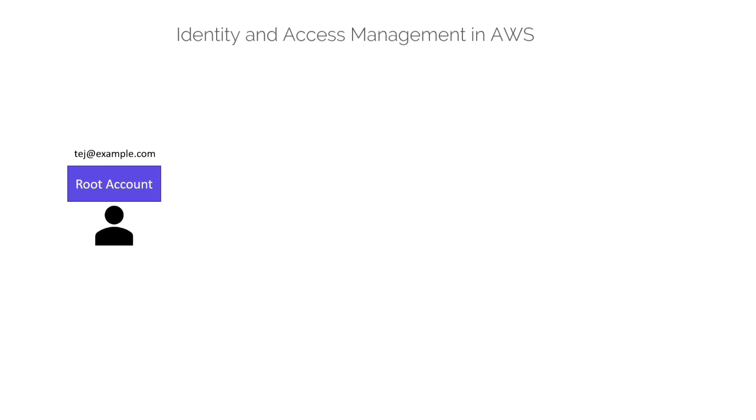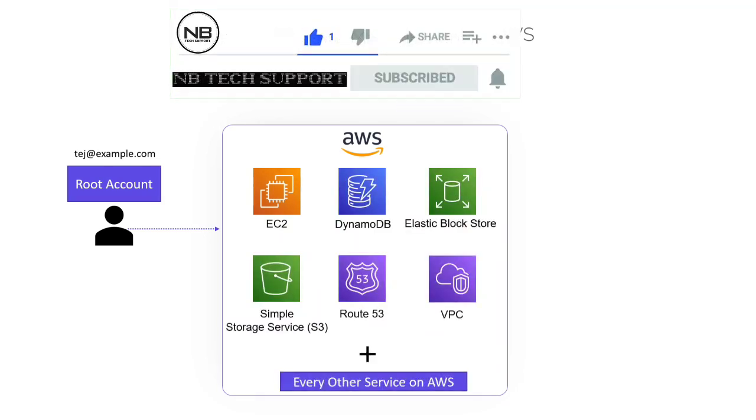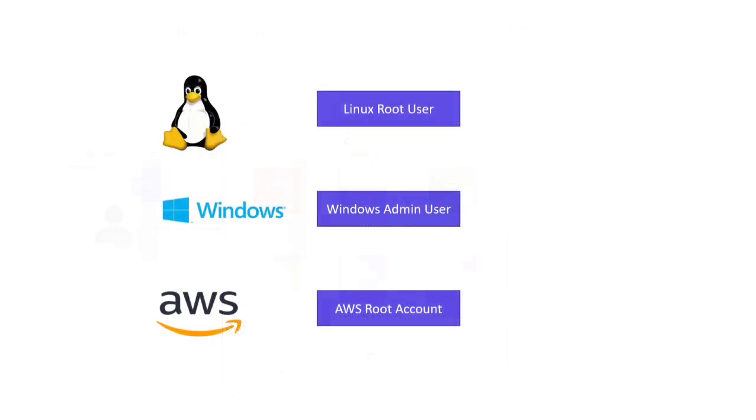This email address that was used to sign up to the AWS account is also known as the root account, and it has complete administrative privileges. You can manage any service within AWS using the root account, but this is not the recommended approach. This user account can be compared to the root user in Linux and admin user in Windows, which have complete administrative privileges to carry out any task in the operating system.